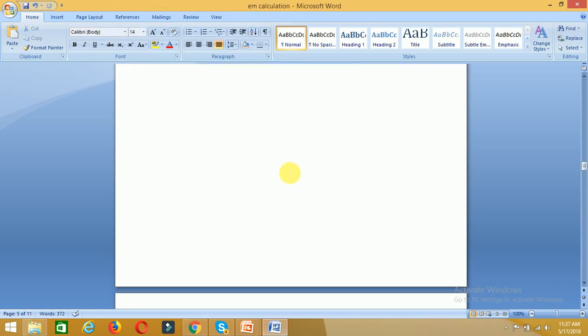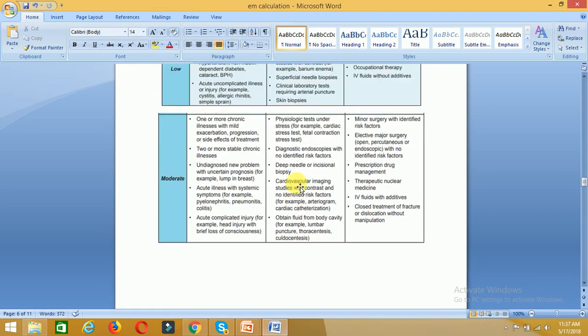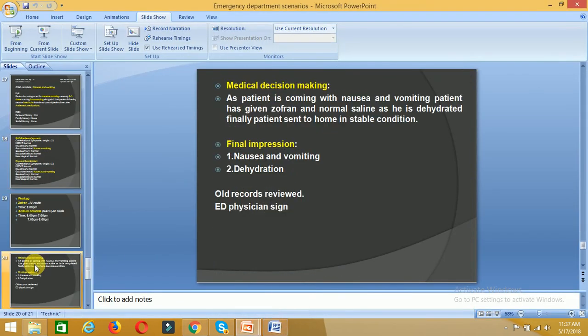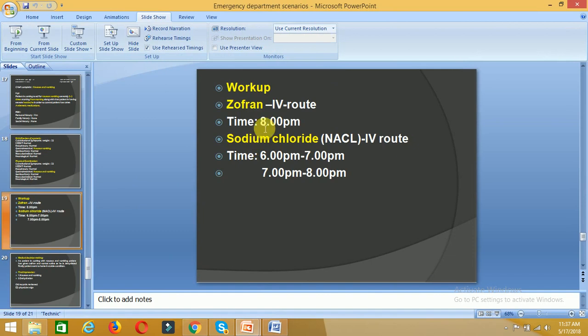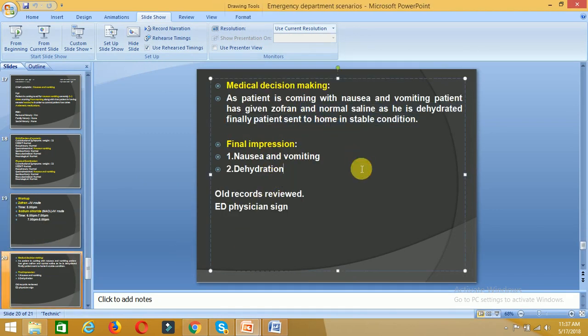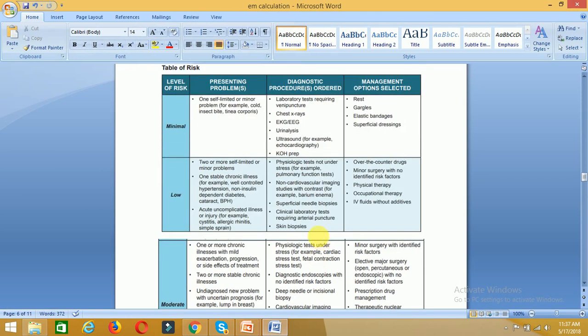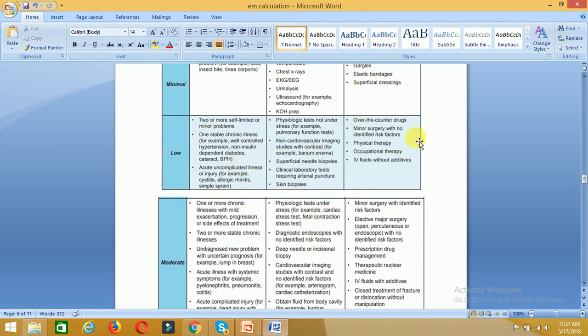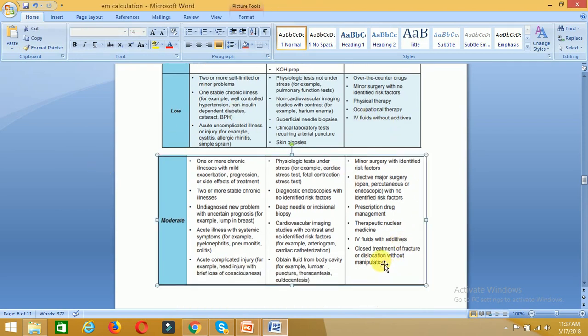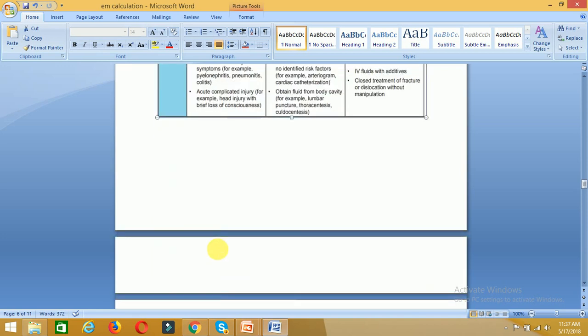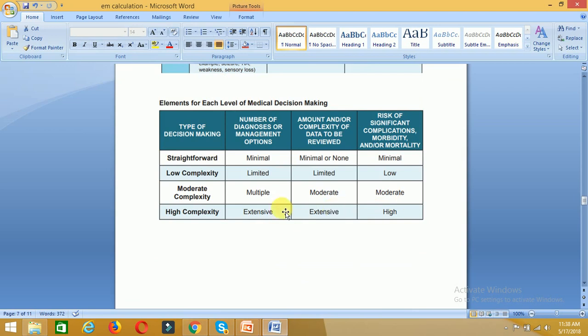Next we will see the medical decision making part from this table. What workup has the physician done? As the patient has nausea and vomiting, he gave additives, that is Zofran, and he gave IV fluids. So the workup is this one, right? Zofran and normal saline. We will see in this table whether we can see IV fluids anywhere. Yes, here it is. This is IV fluids without additives, but here we have additives, that is Zofran, and we have NaCl. So according to this, my medical decision making is moderate. So medical decision making is moderate complexity.